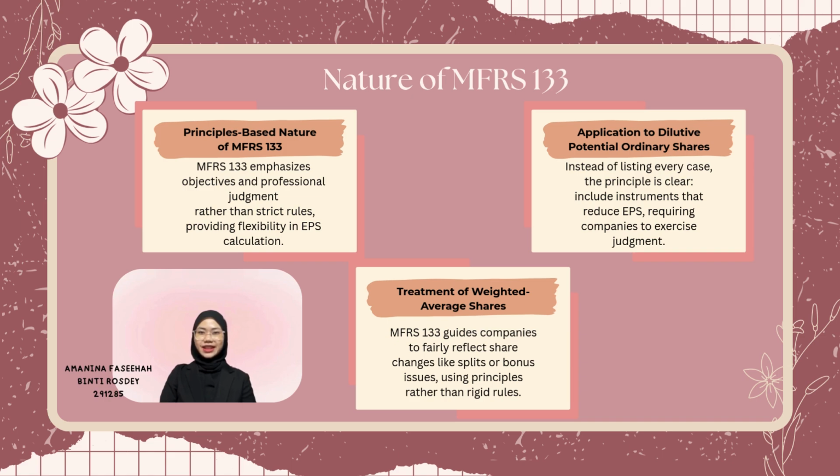Now, I will be presenting about the nature of MFRS 133, Earnings Per Share, and how it reflects a principle-based accounting approach. MFRS 133 outlines how companies should calculate and present EPS, including both basic and diluted EPS. This standard applies to companies that have publicly traded ordinary shares or are in the process of issuing them. EPS is a crucial figure used by investors, analysts, and stakeholders to assess a company's profitability on a per-share basis. What makes it interesting is that it is a principle-based standard rather than a rule-based standard.